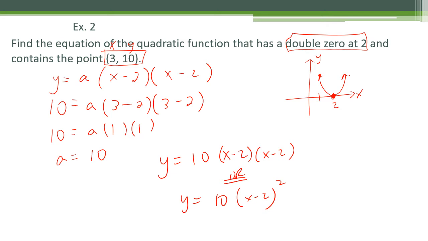Now you didn't have to start out with factored form. If you realize that the vertex, right, if it's a double root and it's on the x-axis, that really is your vertex, which means, so we'll do a little or over here, you could have started like this.